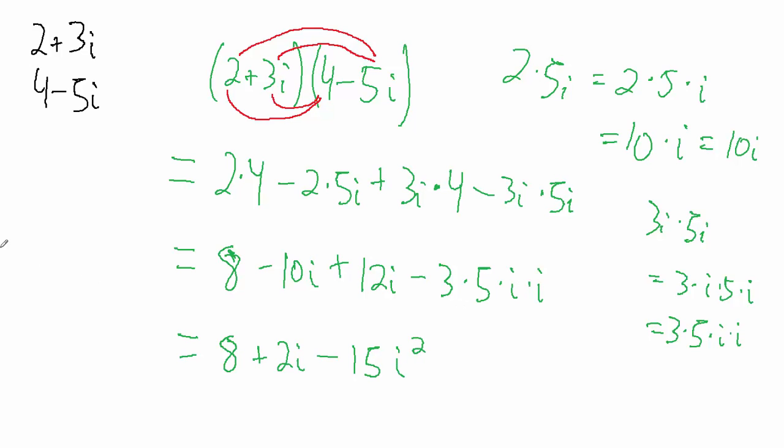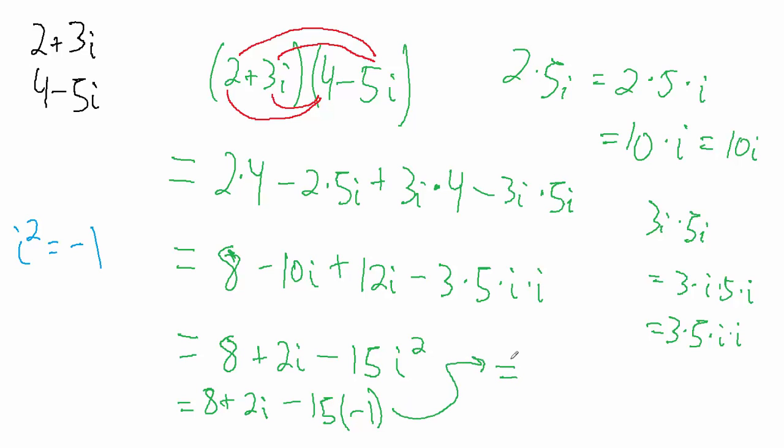Well, remember, if we come off to the side here, remember that i squared, the whole thing with complex numbers, that's negative 1. i squared is negative 1. So then really, this is going to be 8 plus 2i minus 15 times negative 1, because i squared is negative 1. So then this is 8 plus 2i. And then minus 15 times negative 1, that's going to give us a plus 15.